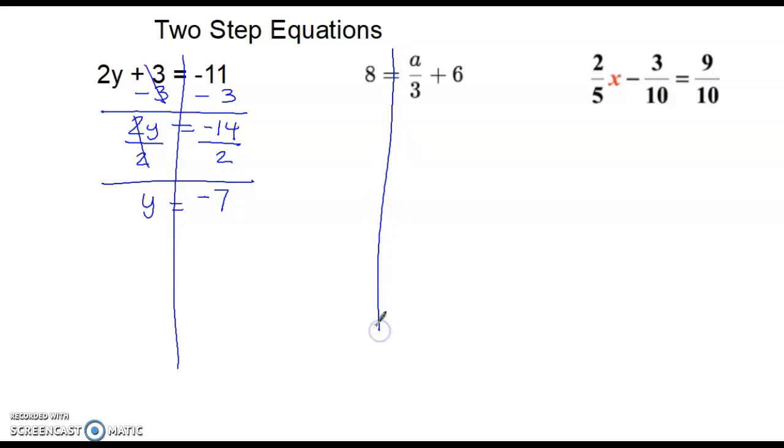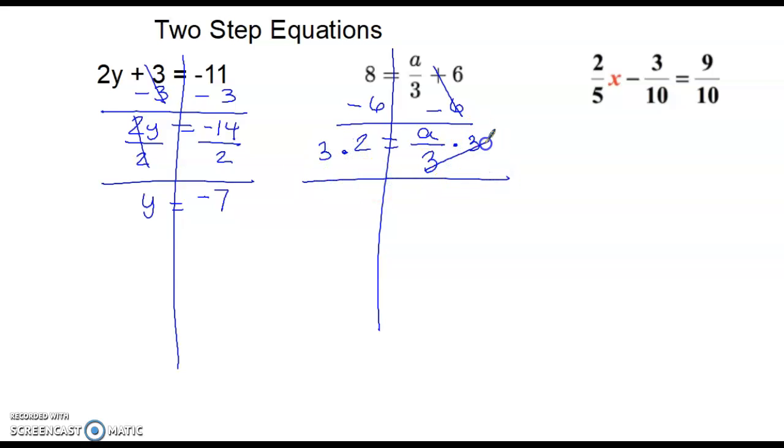Over here, same thing, split your equation. We need to get rid of the term without the variable, so subtract 6 from each side. We're left with a 2 is equal to a divided by 3. The opposite is multiply by 3, because we're looking to get that a by itself. So 3 times 2 is 6 is equal to a.